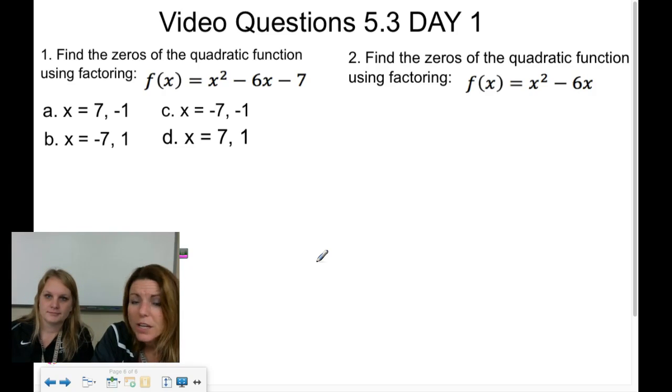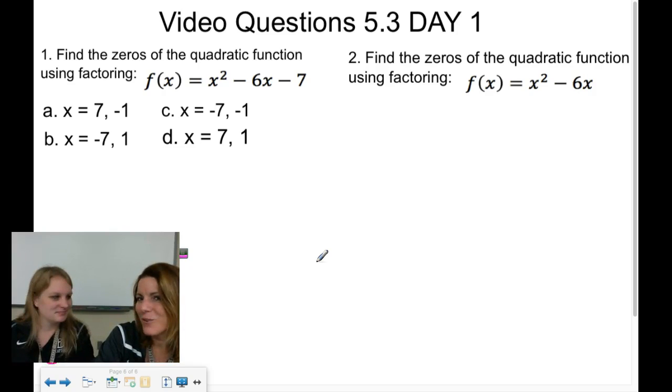Over here, same thing. Find the zeros. But this one's easy because it's just a binomial. So right away, you have a greatest common factor. We're going to tell you right now, it is going to be x.